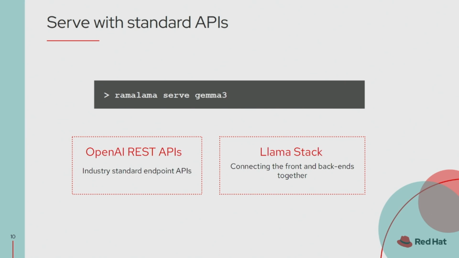We're also integrating something called LlamaStack. LlamaStack is this new project from Meta. I'm actually not an expert on that, so some other people on the RamaLama team are, but it's connecting the front and the back ends together. In my head, I think of it like Kubernetes for AI, but it's this cool new project from Meta we started integrating.